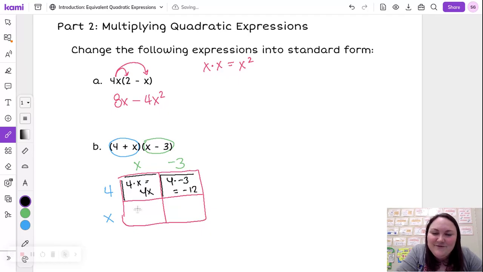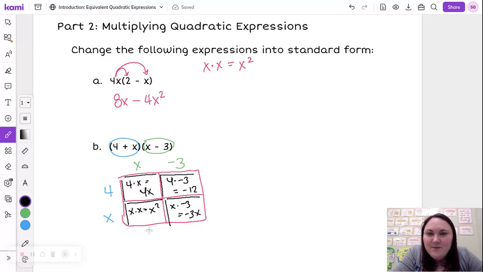Go ahead and see if you could figure out what the two other multiplication problems we need to do are. For this square, I need to do x times x, and x times x is x squared. For this final square, I need to do x times negative 3, and x times negative 3 would give me negative 3x. The people who like this diagram are people who really feel like they're visual people.